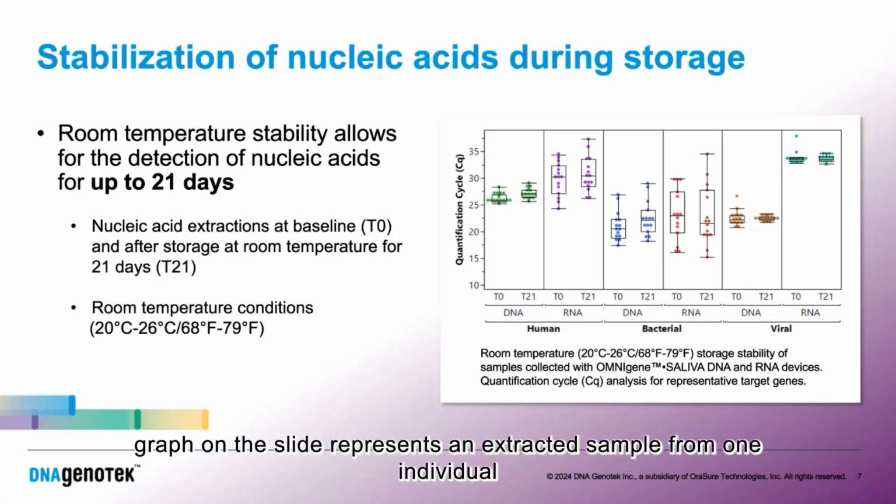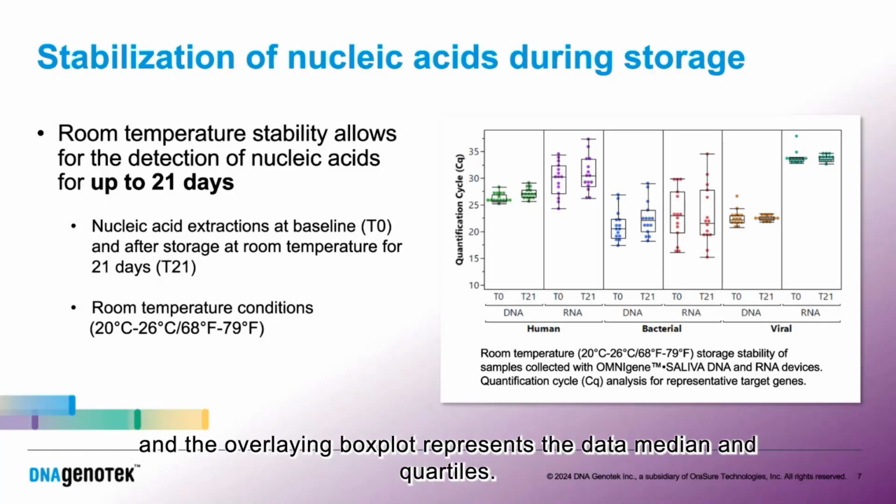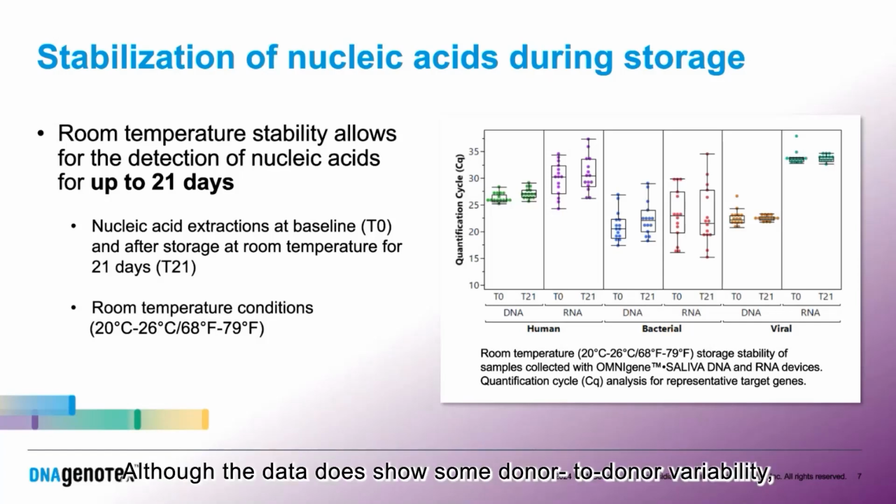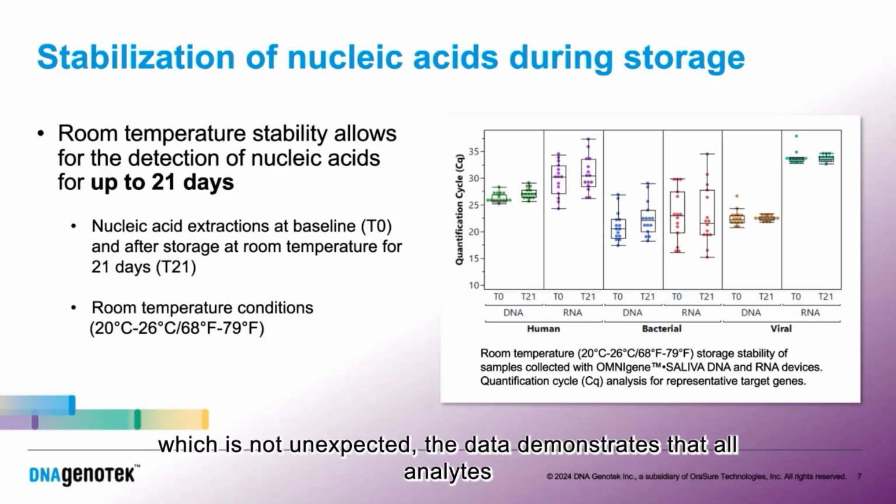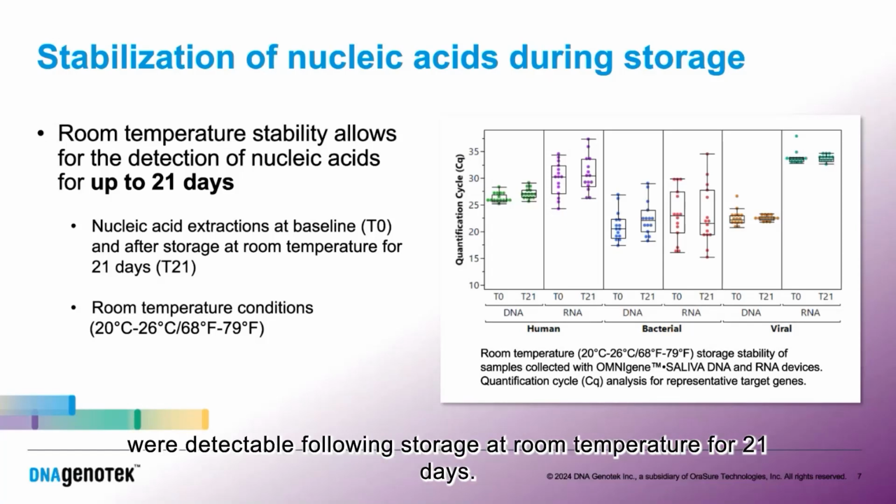Each point in the graph on the slide represents an extracted sample from one individual, and the overlaying box plot represents the data median and quartiles. Although the data does show some donor-to-donor variability, which is not unexpected, the data demonstrates that all analytes were detectable following storage at room temperature for 21 days.